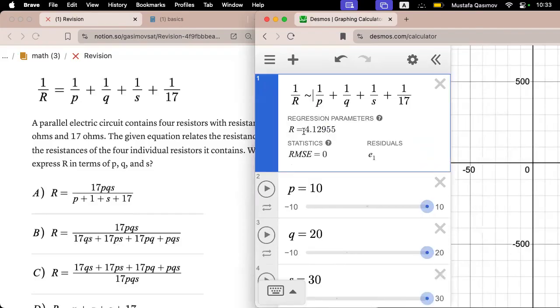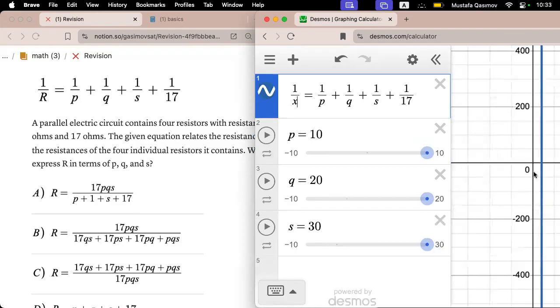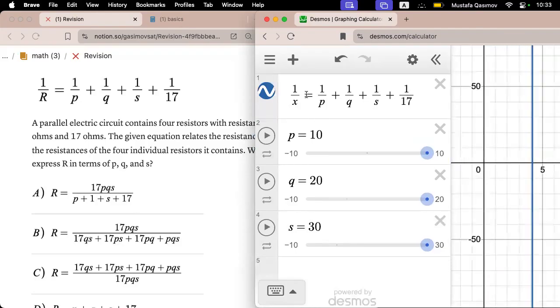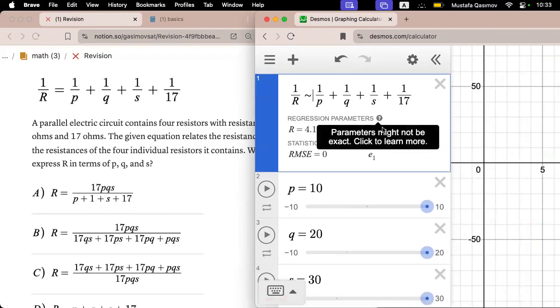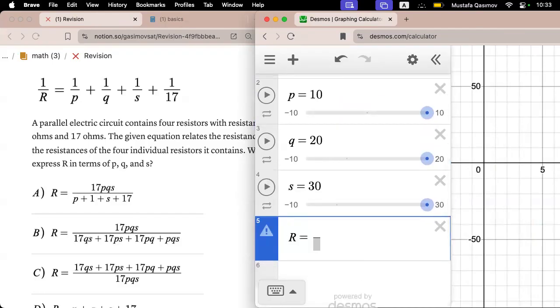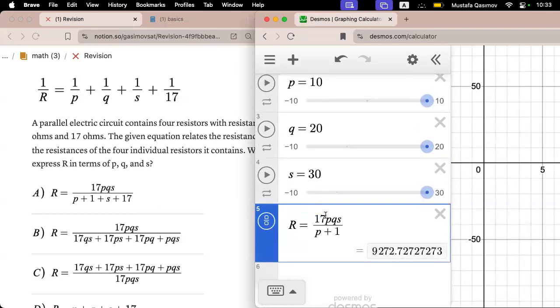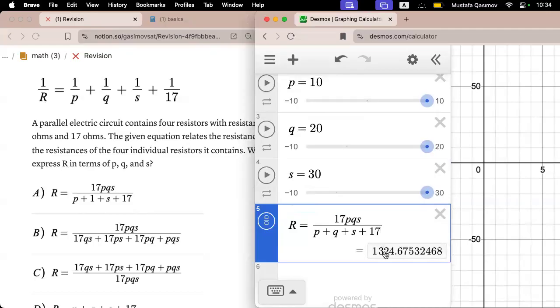So R will be 4.11955, right? You can do it like that, and also you can do it like this. Write X and you will get value here. But most of the time I prefer writing wave here. Okay, R is equal to, let's select first option. Okay, it is not 1 probably, it is Q. There was problem here, P plus Q plus S plus 17. So it is totally different, right? So it means that is not correct.